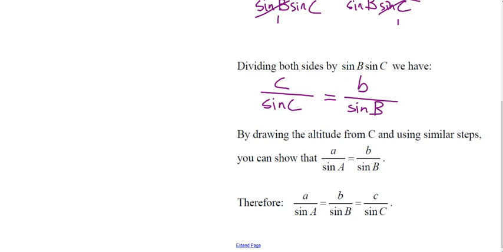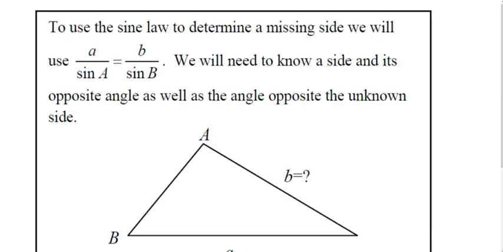Okay. Proof of the sine law just requires you to make it into a 90-degree triangle, use some right-angled triangle trig, and show that, hey, look, these ratios are the same. Okay, kind of a handy thing.